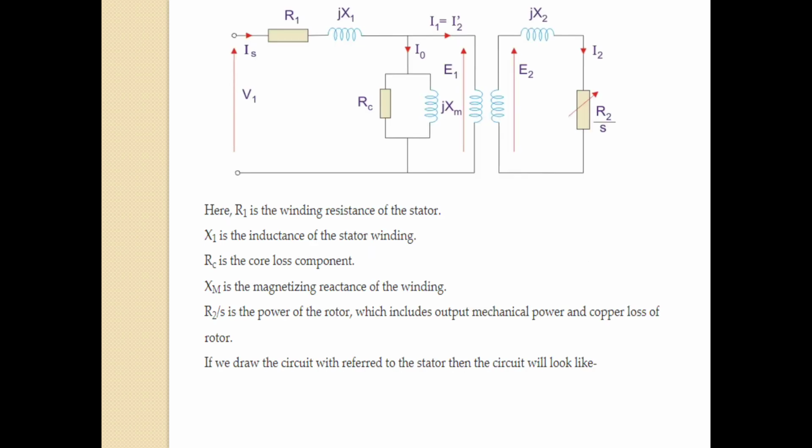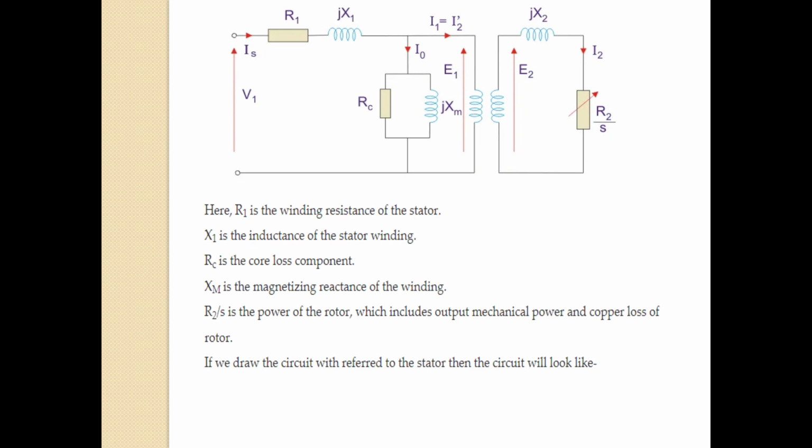This is the equivalent circuit of the primary and secondary winding of the induction motor. First of all, V1 is the supply voltage, E1 is the induced EMF in the stator and E2 is the induced EMF in the rotor. R1 is the stator resistance and R2 is the rotor resistance. X1 is the stator reactance and X2 is the rotor reactance. E2R is the rotor induced EMF.